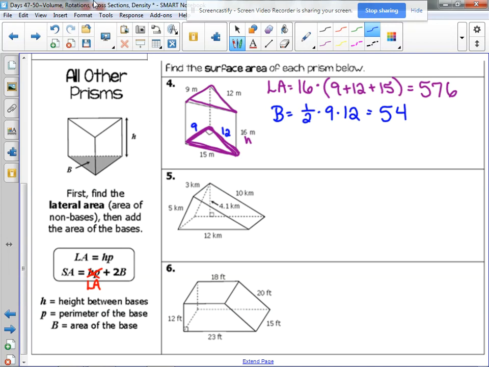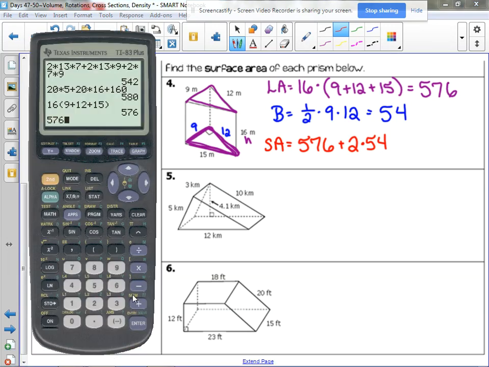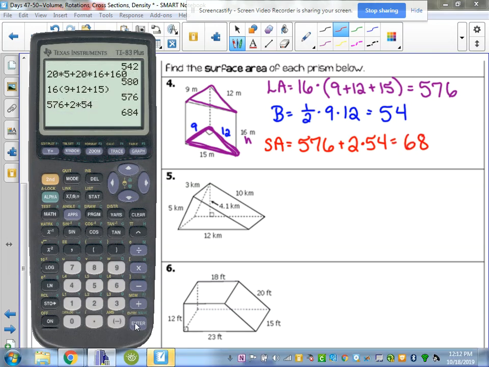You are most certainly welcome to use your calculator. I'm just saving some time there. So now if we go to our surface area, we've found 2 separate areas, the lateral area, the area of all the non-bases, and then we found the area of the base. So the surface area takes our lateral area of 576 and adds 2 times the area of the base, because we have 2 of those triangles, right? So it's 2 times the area of the triangle. So 576 plus 2 times 54 is 684 square meters.